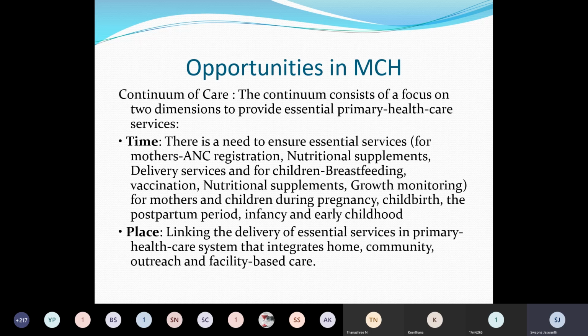We need to see that adequate services are given in a timely manner, that is ANC registration, nutrition supplementation, and delivery services. If there is registration of a woman, we can follow her up and see that delivery services are provided, and follow up after the birth of the child, promoting breastfeeding, vaccination, nutritional supplementation for the child, followed by growth monitoring. So it needs to be a continuum right from adolescence, pregnancy, childbirth, reaching up to the fifth year of age, completing the vaccination, and so on.